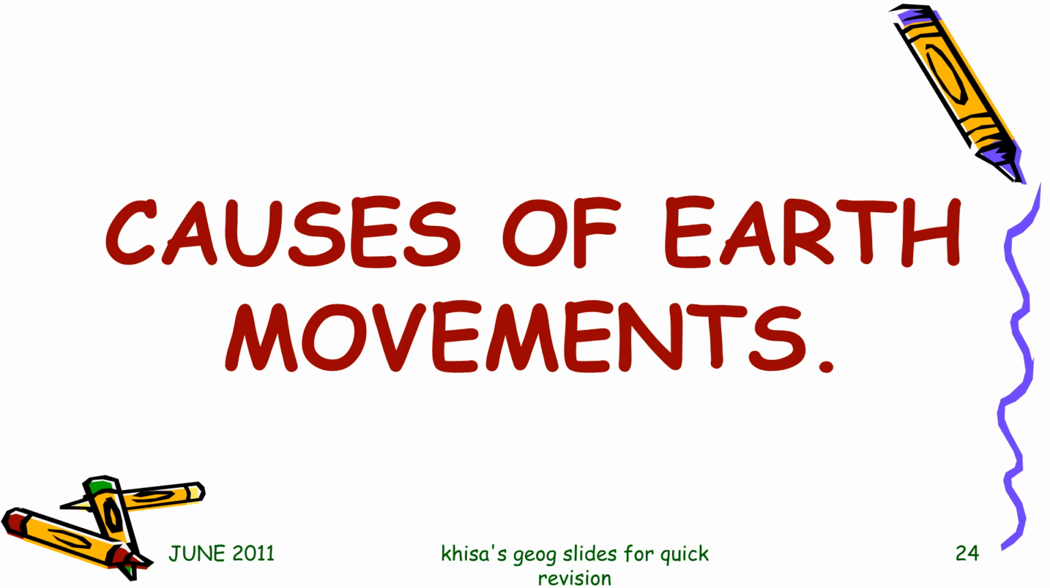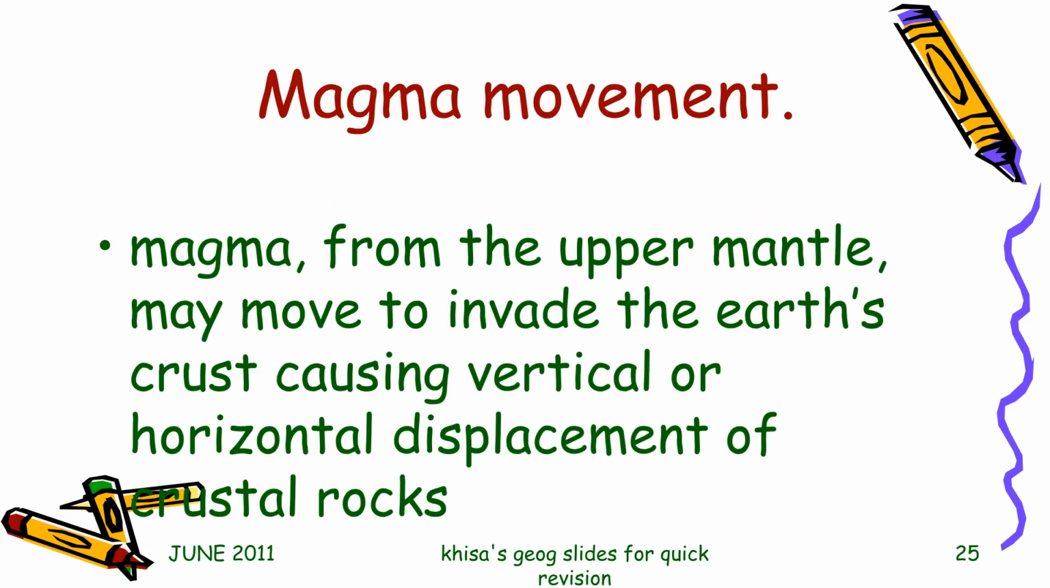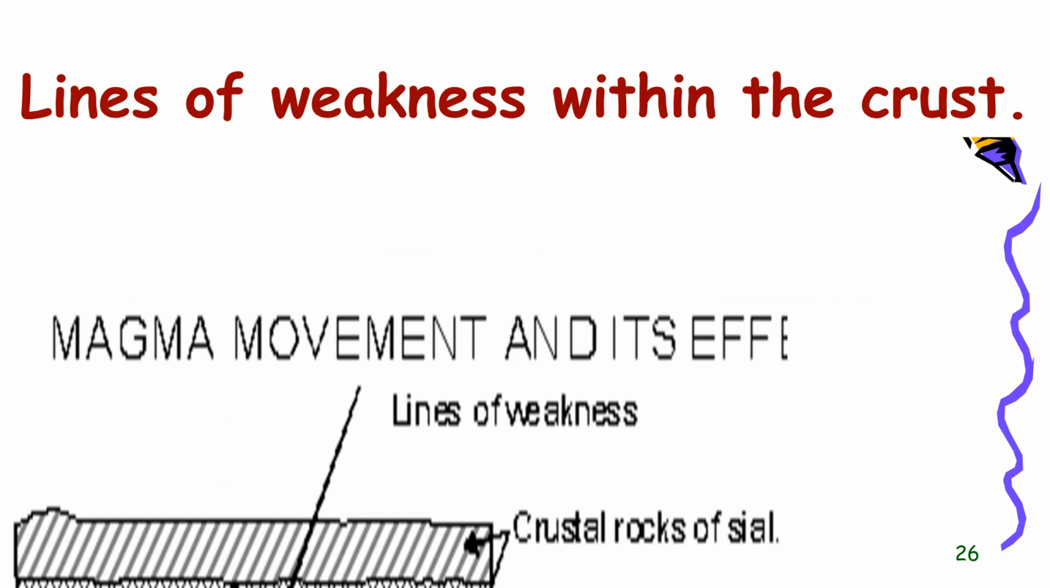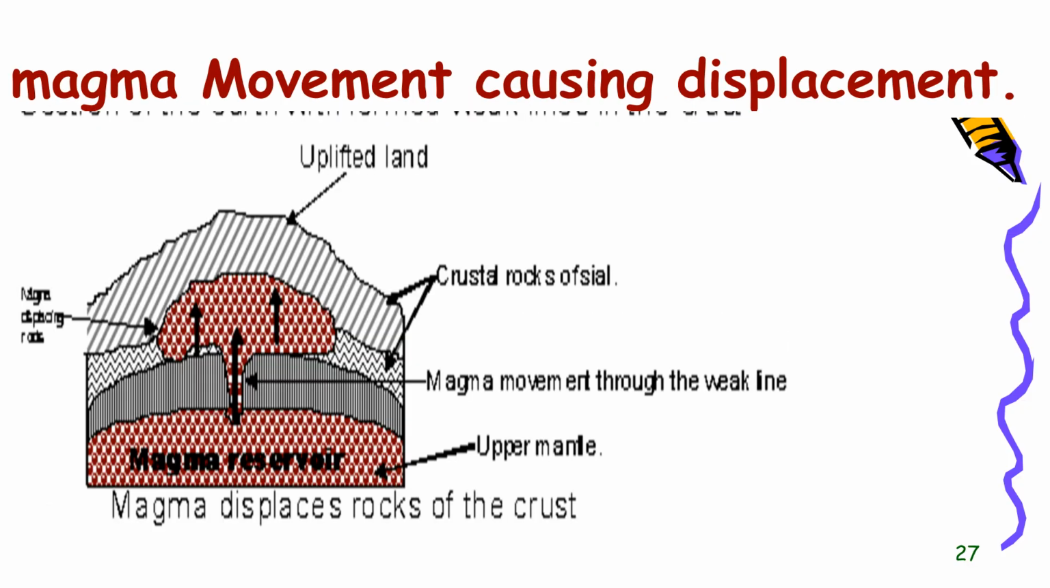We now move on to examine the causes of Earth movements. One major cause is magma movement. Magma from the upper mantle can invade the Earth's crust, causing vertical or horizontal displacement of crustal rocks. Lines of weakness within the crust can be exploited by magma movement, leading to displacement. This illustrates magma movement causing crustal displacement as it forces its way through the crust.